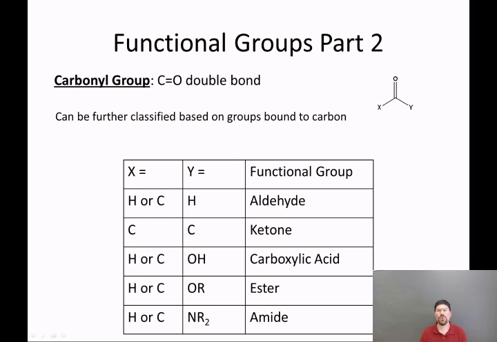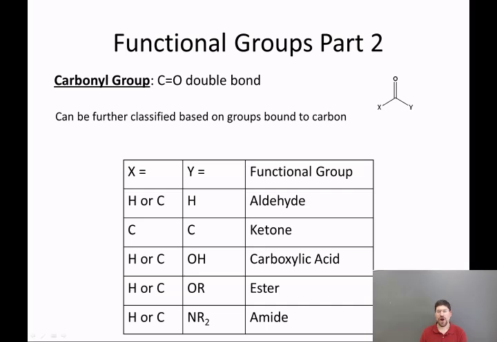If both X and Y are carbon, you have a ketone, and you probably have already been introduced to a ketone in the laboratory because acetone is the compound that you typically use to rinse out glassware in the organic lab, and it is the simplest ketone.